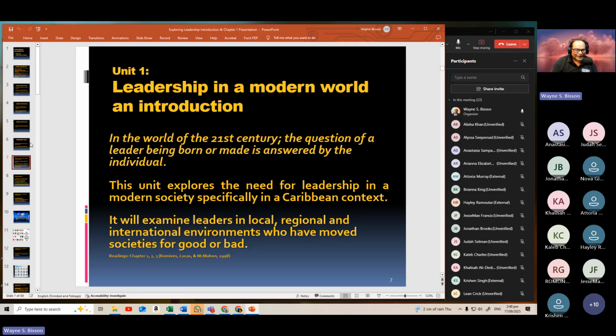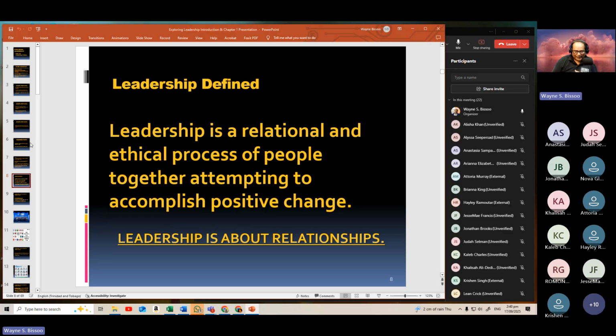All right. So understand we have to bring into the mix, in terms of all this theory coming out of the United States and the UK, what happens here? And that's going to be our responsibility when we're looking at it. So the model we're looking at is actually referred to as the relational leadership model, and we're going to see that name come up a lot. That's because in the very definition that the model has about what is leadership, it speaks to the critical nature of relationships. So leadership is a relational and ethical process of people together attempting to accomplish positive change.